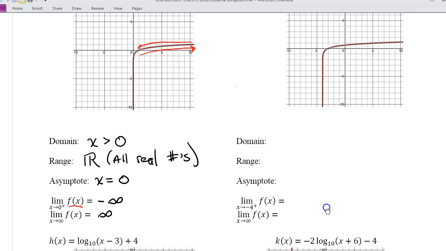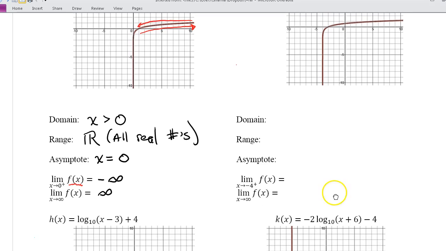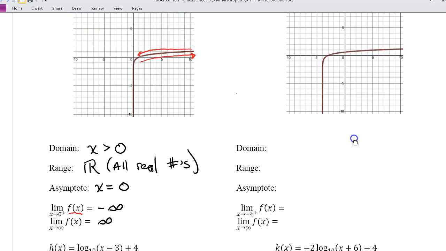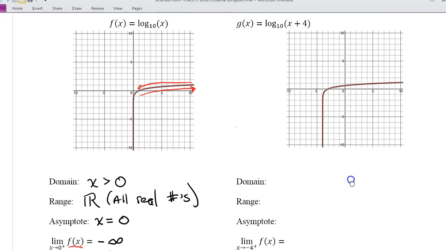Now might be a good time to pause the video and write down some questions you may have about this first example that we did. So let's move on to the second example.